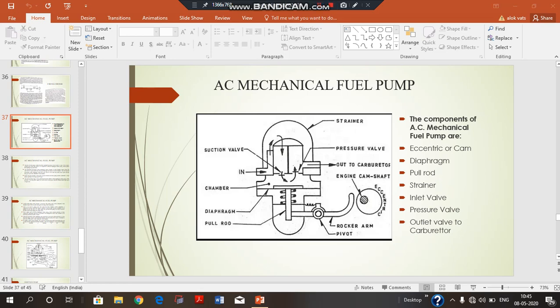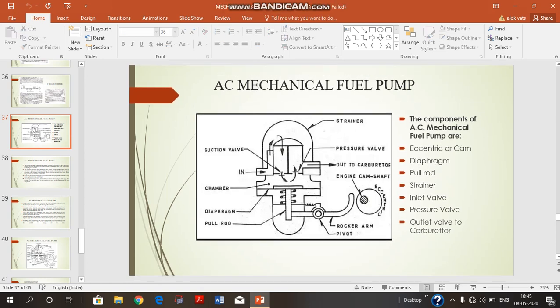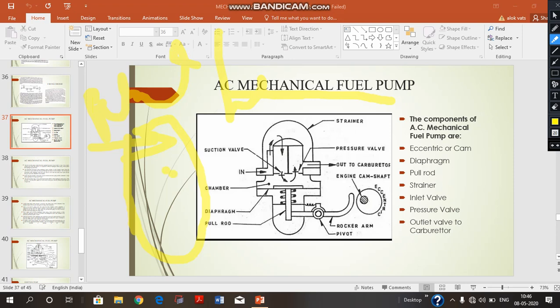Good morning, students. In this video, we are going to talk about the AC mechanical fuel pump. The first basic question that arises is: what is an AC mechanical fuel pump? The answer is that it is a device which takes the petrol or gasoline fuel from the fuel tank and gives it to the carburetor at an increased pressure.